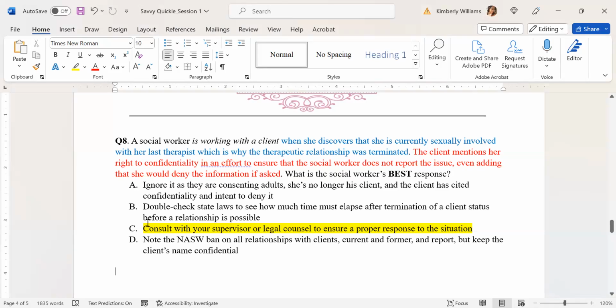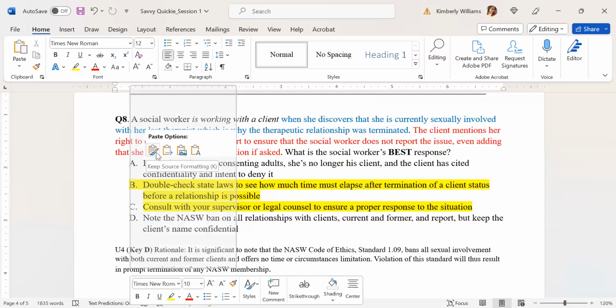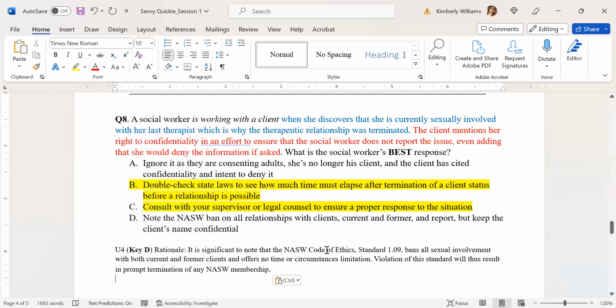Somebody's saying B: double check the state laws to see how much time elapsed after termination of a client. All of that, so neither here nor there. I'm gonna just go ahead and post what the answer is. It is significant to note that the NASW Code of Ethics Standard 109 bans all sexual involvement with both current and former clients and offers no time or circumstances limitation, period.